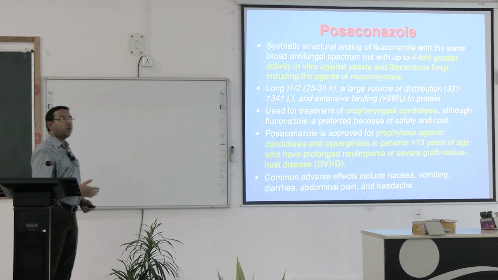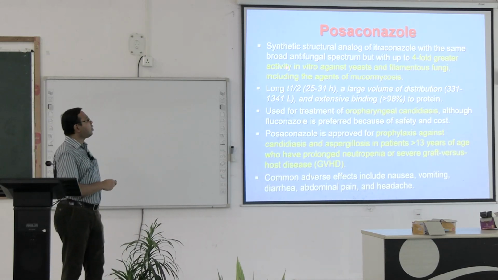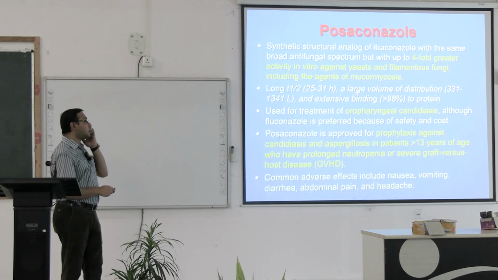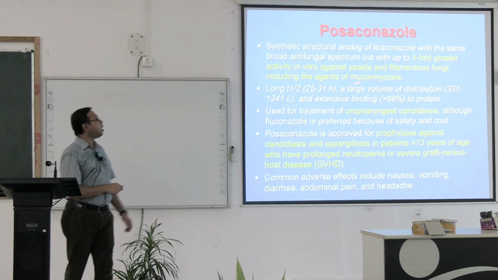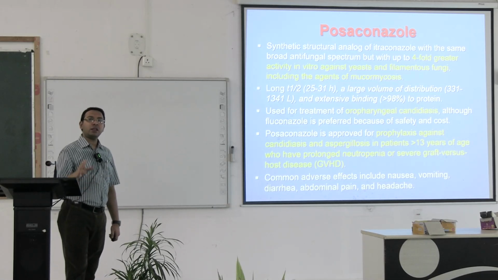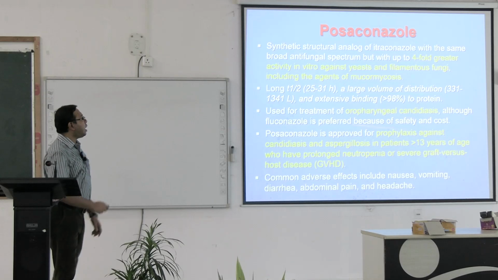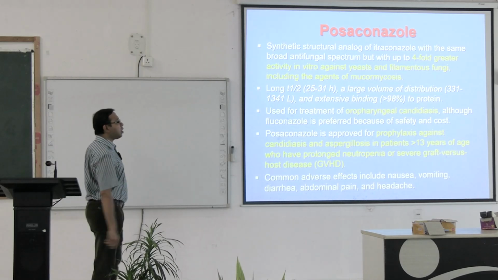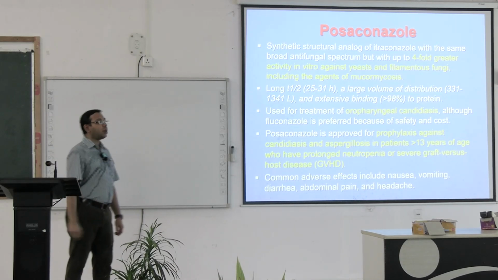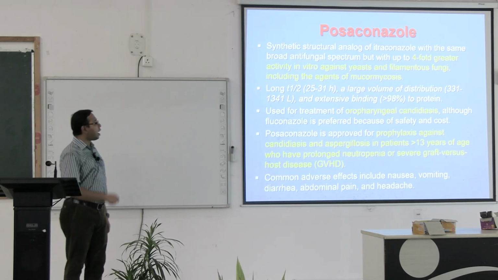Posaconazole is newer than voriconazole. They have fourfold greater activity in vitro against yeast and filamentous fungi, including the agents of mucormycosis. So mucormycosis is also a very serious invasive fungal infection where posaconazole is very much effective. They have a very long half-life, 25 to 31 hours, a large volume of distribution, and extensive binding to proteins, and are used for the treatment of oropharyngeal candidiasis.